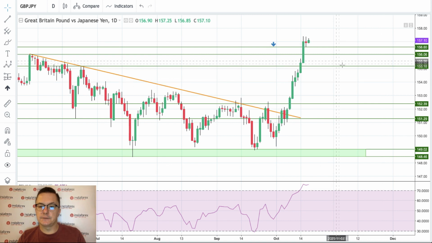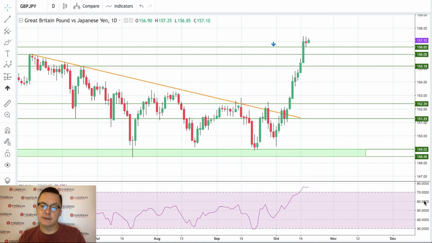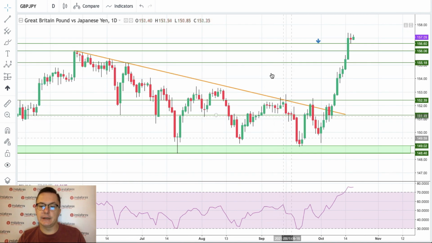Of course, the market conditions are now extremely overbought, about 75 points on the RSI. The RSI itself is strong, but as in the same case of euro to the Japanese yen, we should now expect the corrective pullback towards one of the supports, possibly even the 156.6 will be tested soon, because that's the level of the last high and it has not been tested just yet.